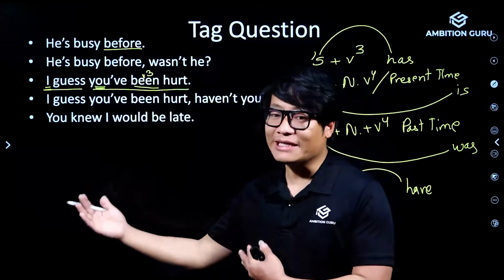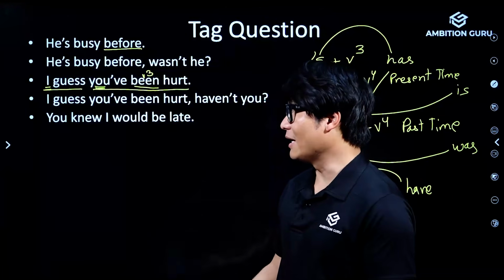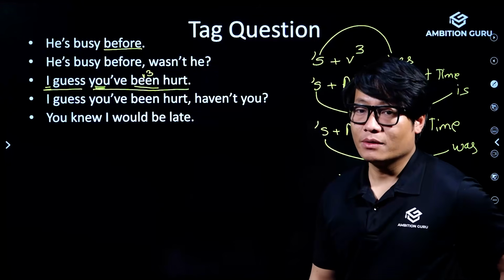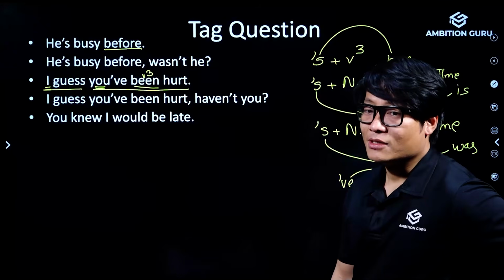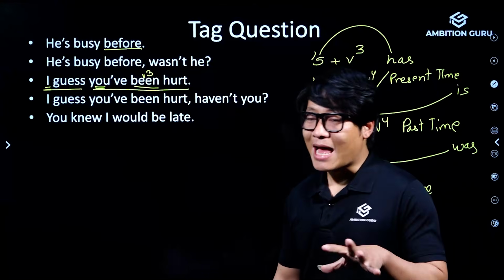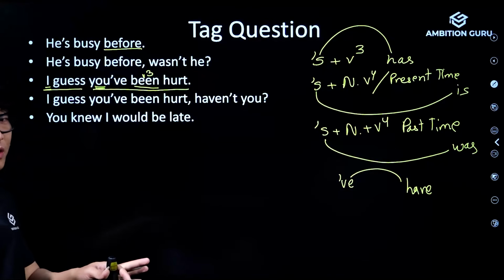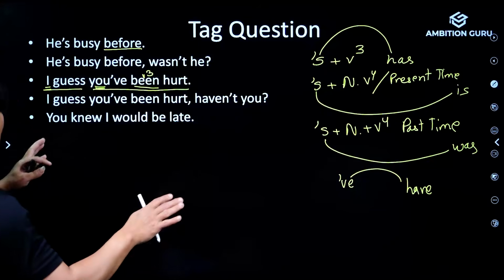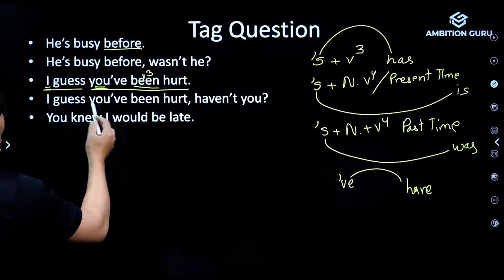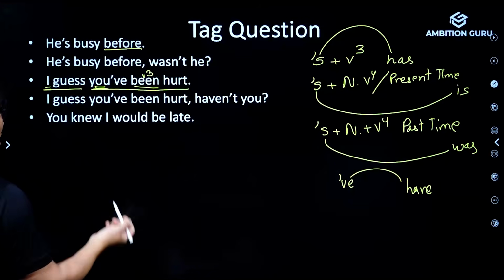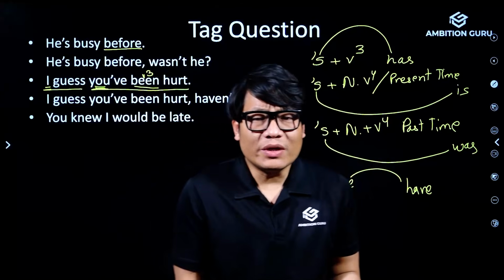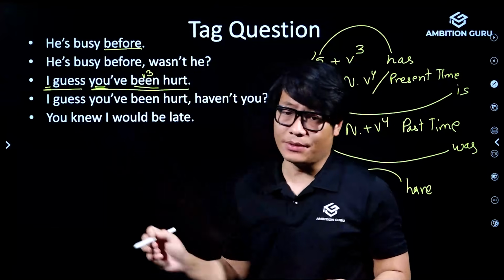Now you can see, you knew I would be late. So what's the answer here? I can see mixed answers here. So remember, I guess you have been hurt. We focus on the second person here, like I guess you have been hurt, haven't you? Now, you knew I would be late. What will be the answer? Do we need to focus on the first person or the second person here?